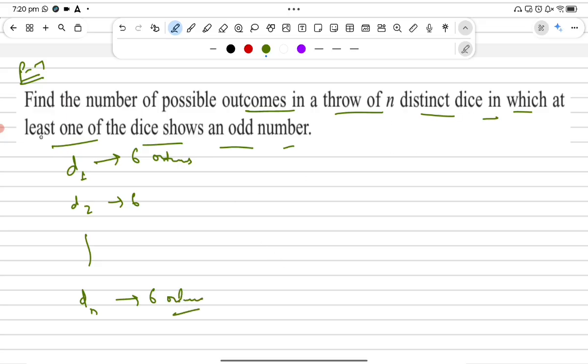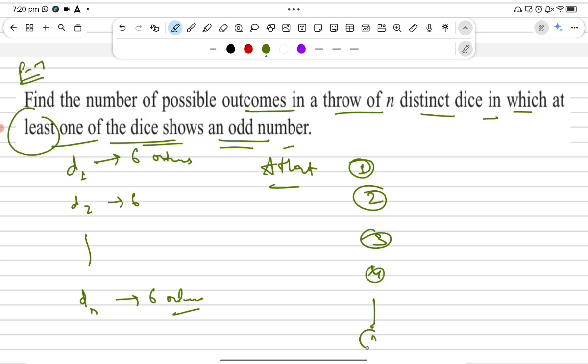Now the problem says at least one of the dice shows an odd number. It says at least. It's important. At least one of the dice. So two of them can also show an odd number. 3 of them, 4 of them, all n of them can also show an odd number. Now we'll not try to make cases like when one die shows an odd number, or two dice out of n show an odd number. That's stupid. In these cases, what we do is negation.